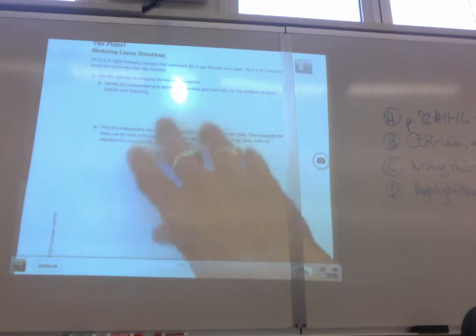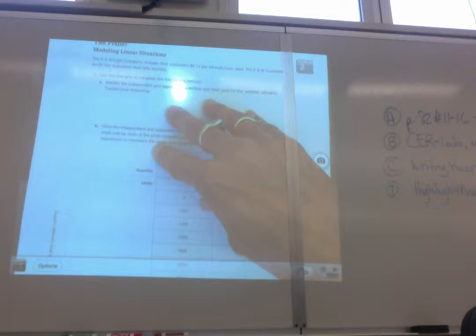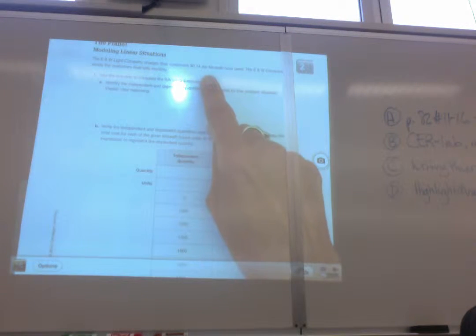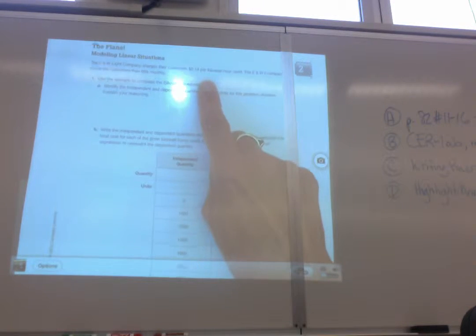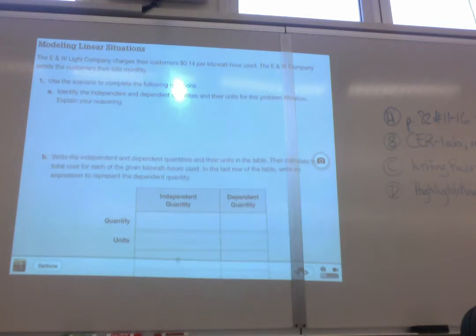But there's probably some things in here that would probably confuse even Mr. Marwood, because I pay the bills. And a lot of people who pay their bills just look at what they owe and hand it on over. But if you wanted to read it and understand it, one thing to understand is how they charge you for electricity. So here we have E&W Light Company. Somebody read the little situation about E&W Light Company. The E&W Light Company charges their customers 14 cents per kilowatt hour used. The E&W Company sends their customers their bills monthly.